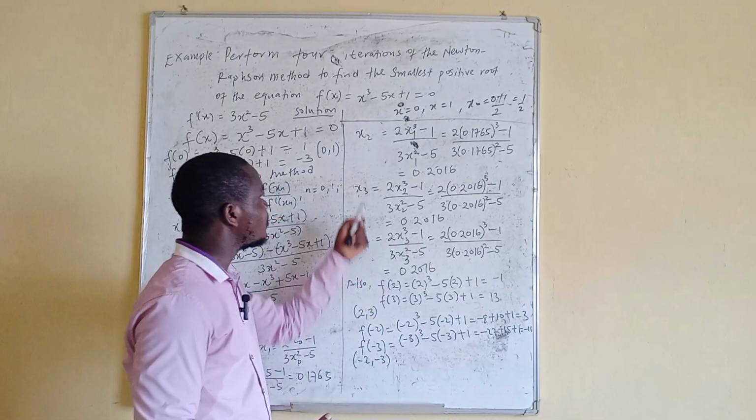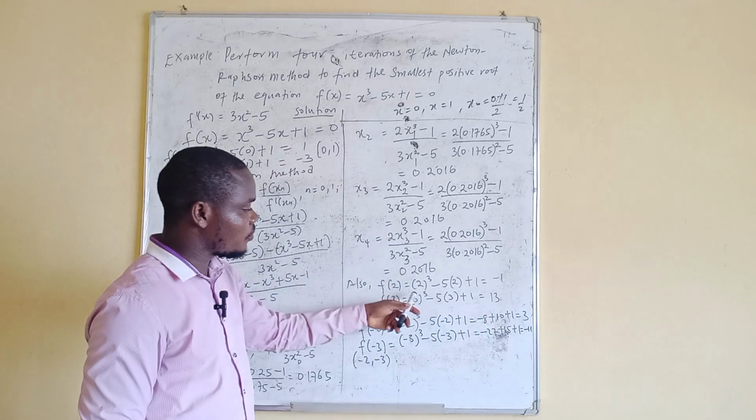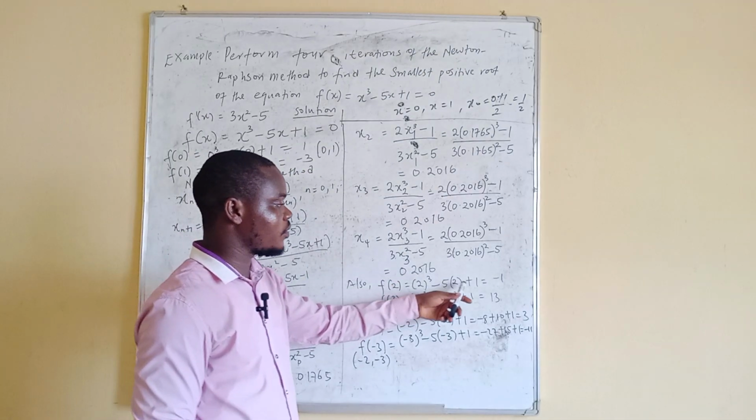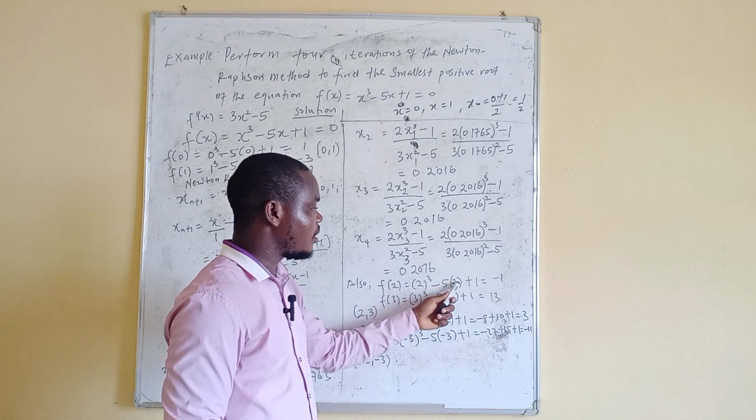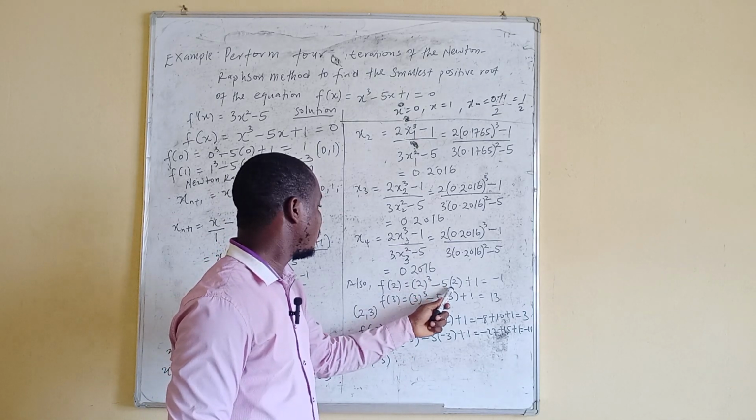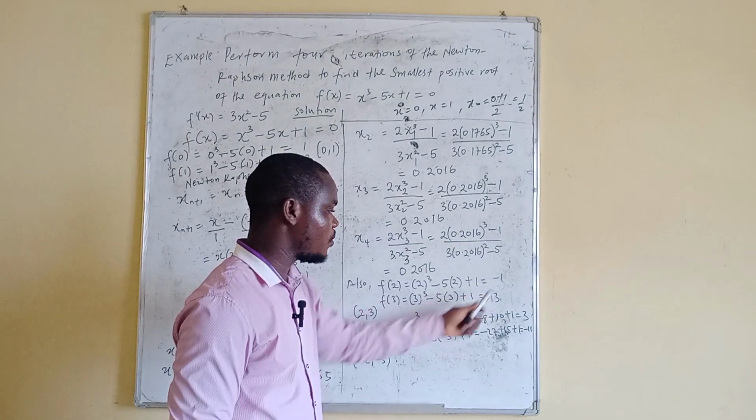Now, if you also want to check for other possible intervals, we have looked at f of 2. For f of 2, replace x by 2. We have 2 to the power of 3 minus 5 into 2 plus 1. Now 2 cubed is 8. 5 times 2 is 10. 8 minus 10 is minus 2. Minus 2 plus 1 is minus 1.